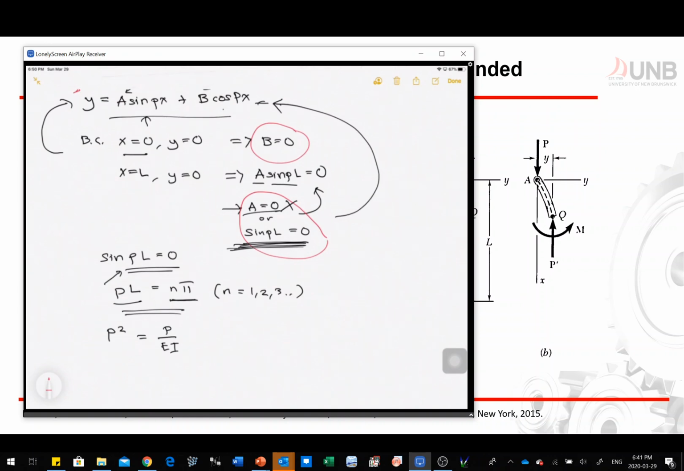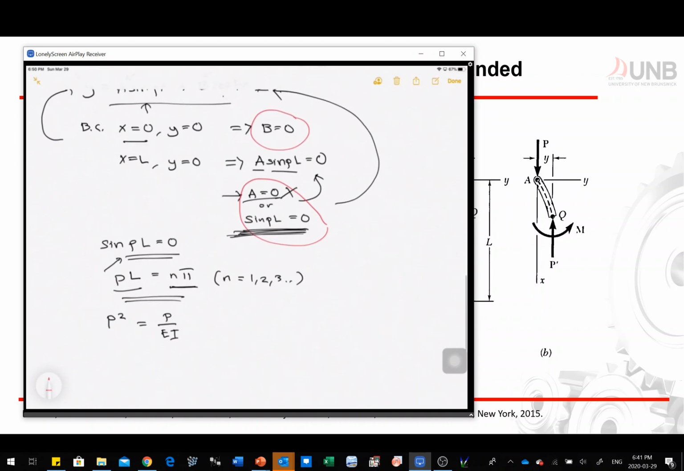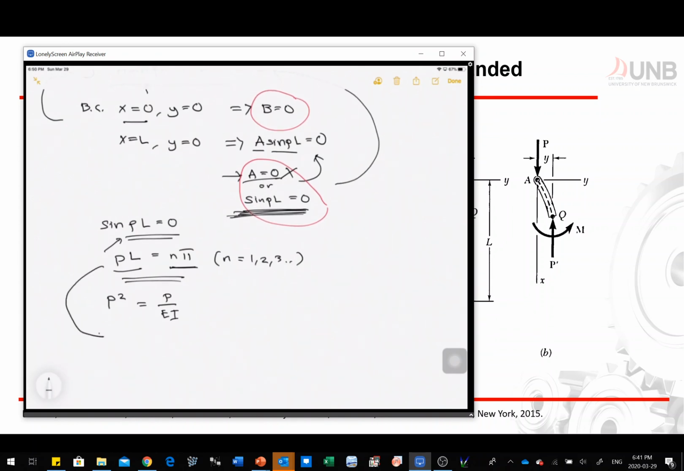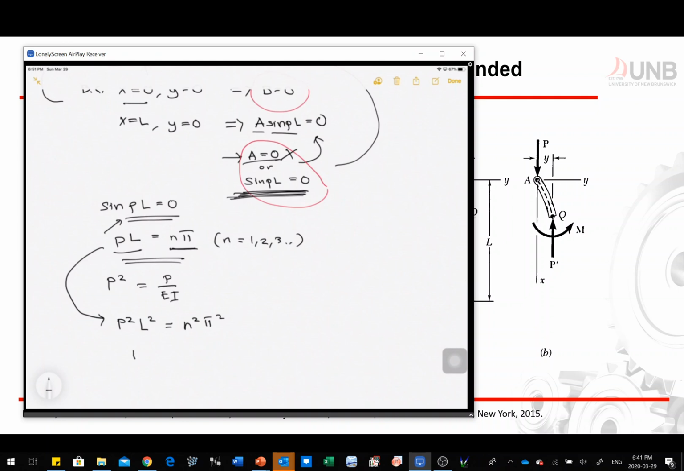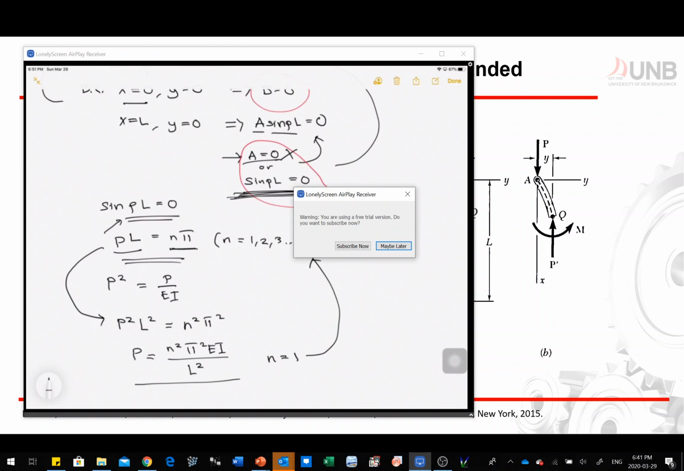So we're going to end up with the following. From here to this point here, we can get p squared L squared is equal to, again, just imagine you raise everything by 2, n squared pi squared, and then eventually you're going to end up with P, which is your force, is equal to n squared pi squared EI over L squared. Now, this value right here would be minimum if your n is equal to 1. Note that your n is either 1, 2, or 3, and it becomes minimum at n is equal to 1.